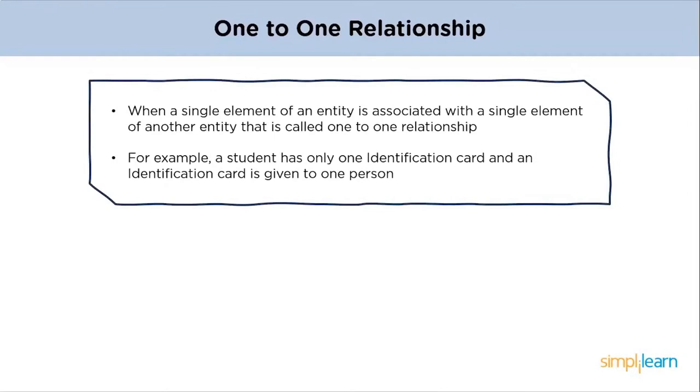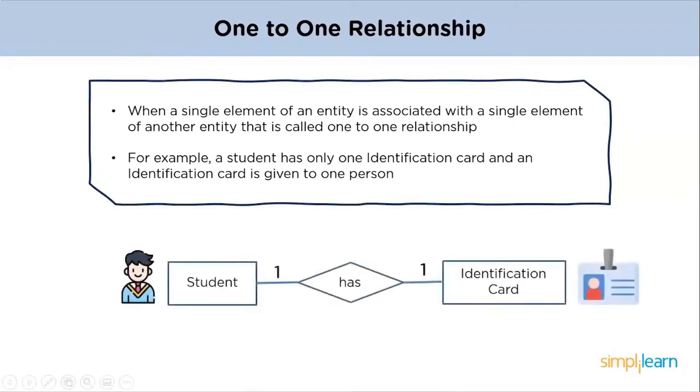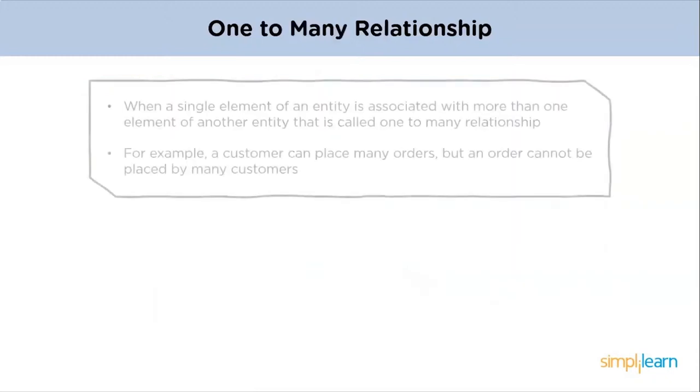First is one-to-one relationship. When a single element of an entity is associated with a single element of another entity, this is called one-to-one relationship. In the example below, we have student and identification card as entities. We can see a student has only one identification card and an identification card is given to one student. It represents a one-to-one relationship. Let's see the second one, one-to-many relationship.